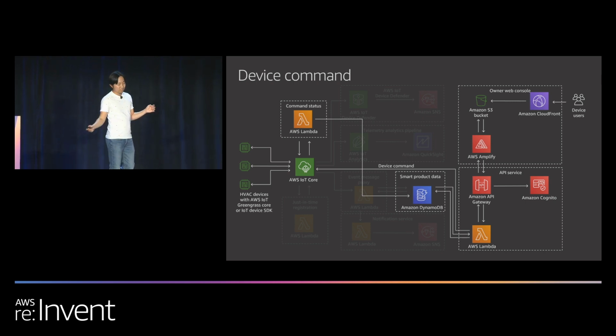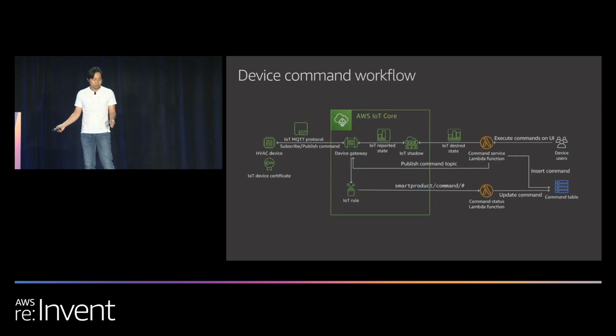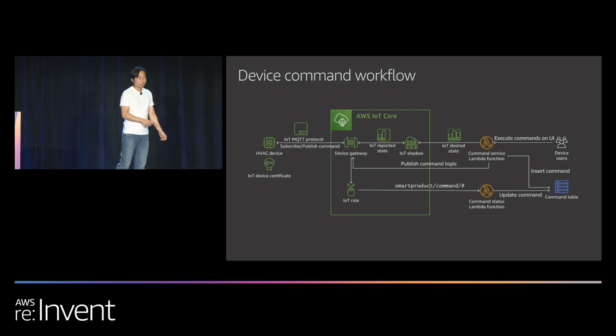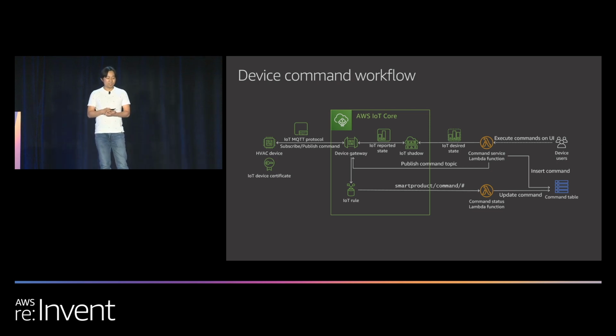To deep dive into this, this is the workflow that we chose. Device users can execute commands on the UI, and then the command service Lambda function can do two things. One is sending the IoT desired state to an IoT shadow, and the other is publishing a command topic to AWS IoT Core. On the device side, what you can do is send the IoT reported state to the IoT shadow, or you can publish a command topic to AWS IoT Core as well. And the devices can subscribe to topics as well, so every device can catch every command from the web console.